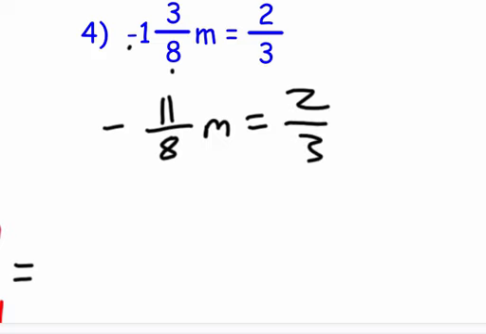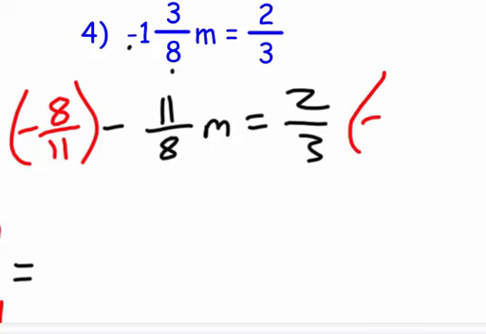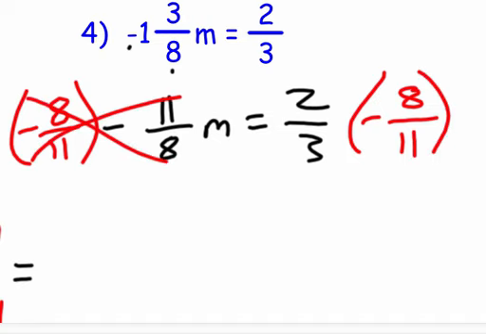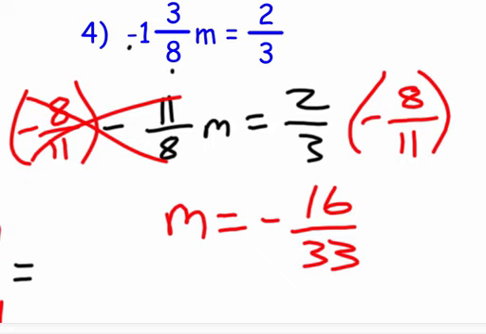And we just said the inverse of multiplying by -11 over 8 is dividing by that. Well, instead we're going to multiply by its reciprocal. So we're going to multiply by -8 over 11. Whatever I do to one side, I got to do to the other side. So these cancel each other. We're left with n equals, well, positive times a negative is a negative. 2 times 8 is 16. 3 times 11 is 33. And I do not believe that simplifies. So we are done.